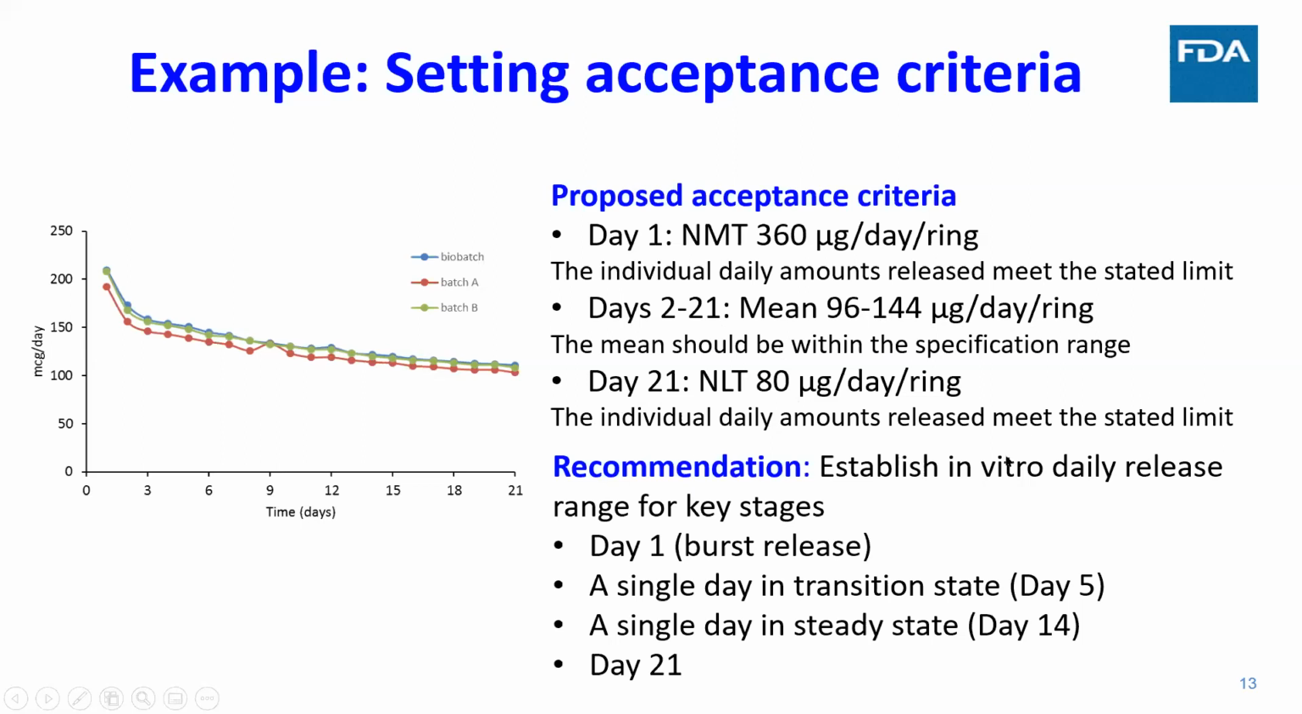And in this case, our recommendation would be to establish in vitro daily release range for key stages. For example, day 1, which captures the burst release. And instead of a mean range of release rates from many days, say here from 2 to 21 days, we recommend a single day in the transition state. For example, in this case, it may be day 5 or 4 or 6 in this transition phase, and a single day in steady state. So in this case, it may be around day 14 or 15, and day 21, the last day of the real-time use of the vaginal rings.